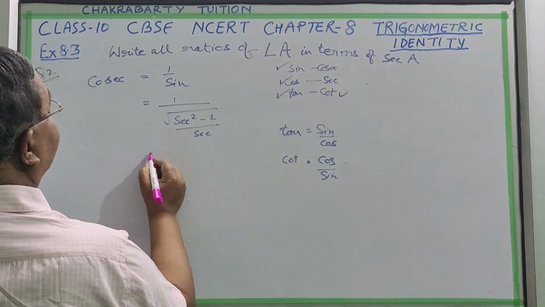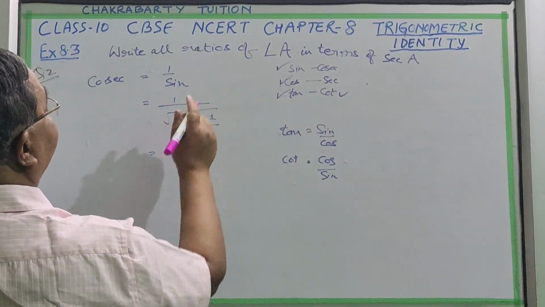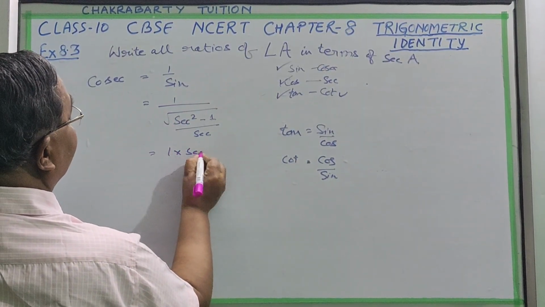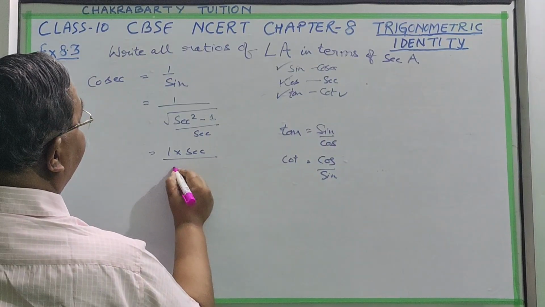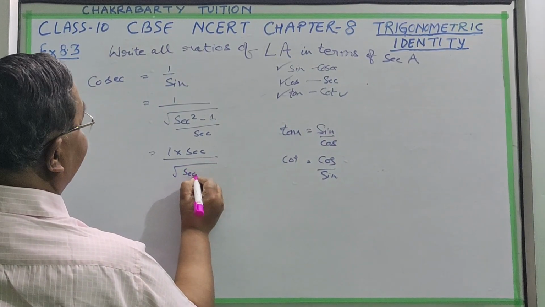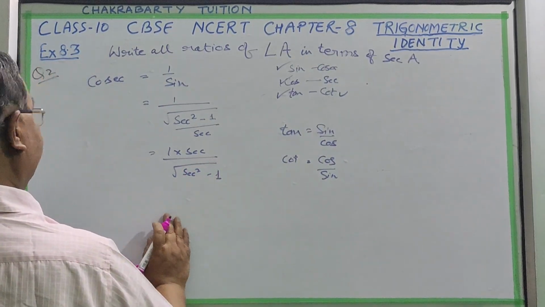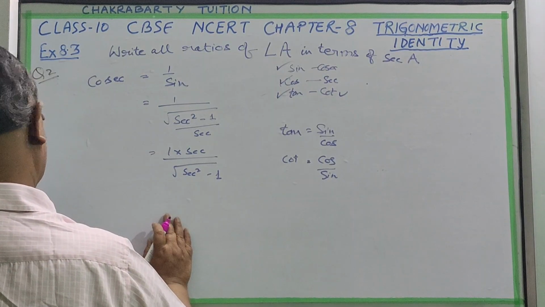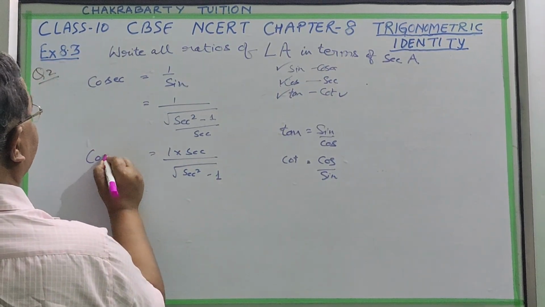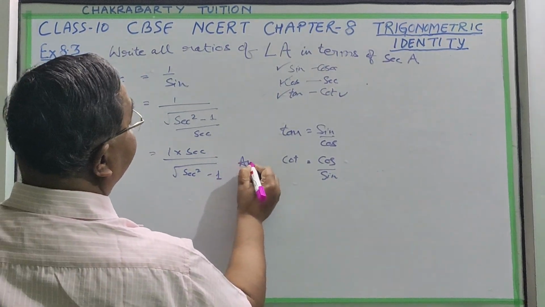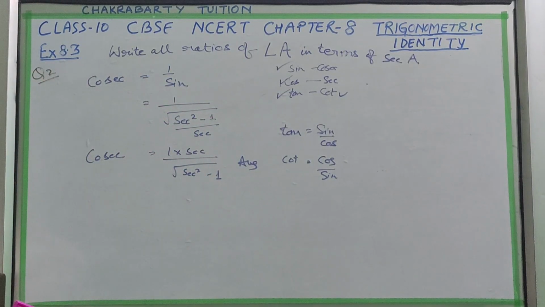So now we will reverse it; this is in divide, we will take it to multiply. 1 into sec upon under root sec square minus 1, it will remain. So this is your cosec square, and it is your answer. So now, all of the second question, we have done. Now we will go to question number third.